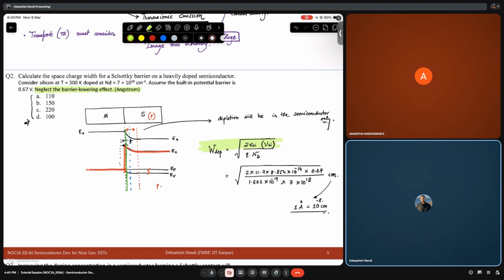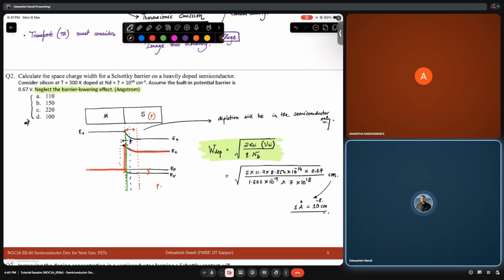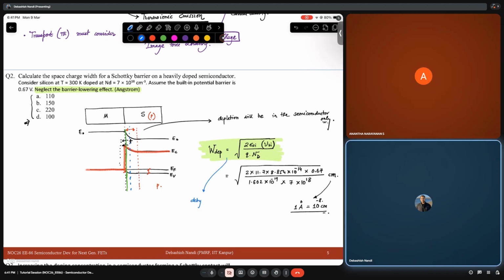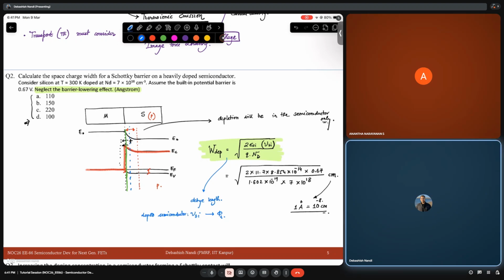Okay. In case of Debye length, this VBI will be replaced by phi t. For any Debye length calculation, for any device, your VBI will be replaced by phi t. Sir, but doped, that's also semiconductor. One more case, sir, where I've seen VBI replaced by 2 phi F. That is, when will it be?